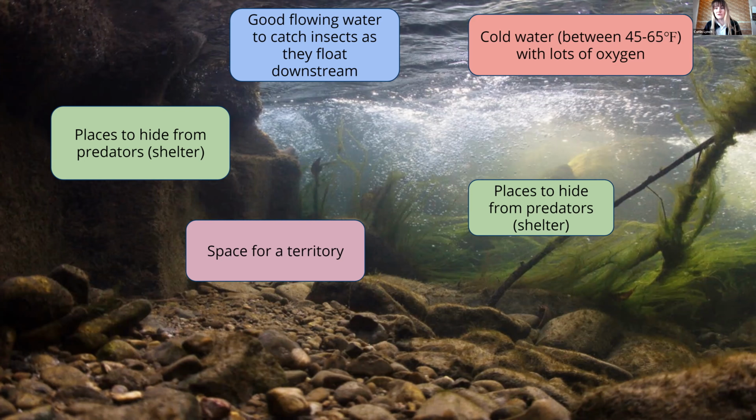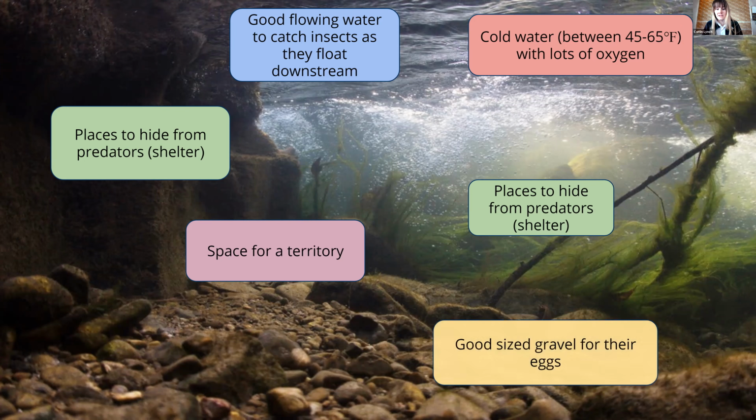So between roughly 45 and 65 degrees Fahrenheit with lots of oxygen. That's where those bubbles are super important, and they need that for their development and also to have enough oxygen in the water. And lastly, they're going to need good sized gravel for their eggs.